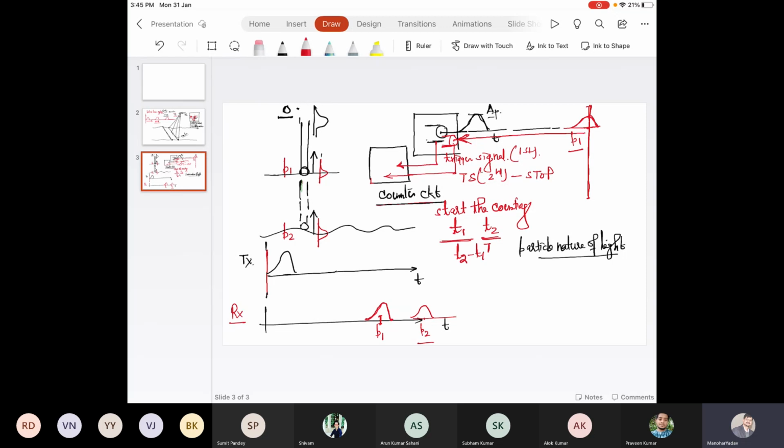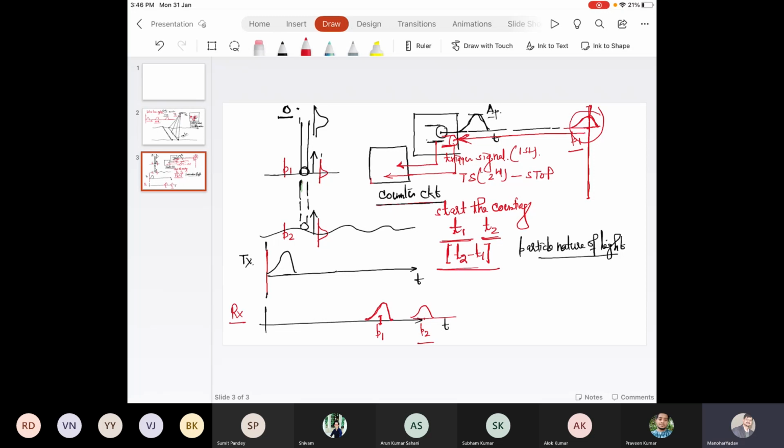This is the main role. This is the first information. We can say this is the raw information that is recorded in the counter circuit. What happens if we don't have a return, if we don't have a signal like this?